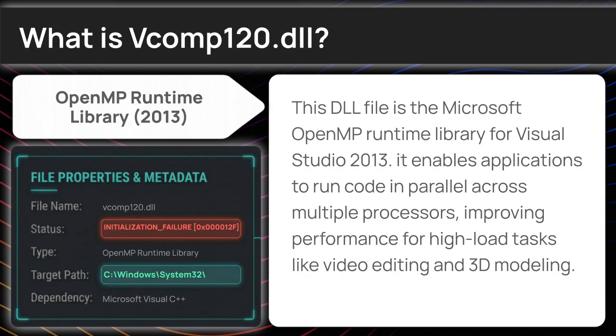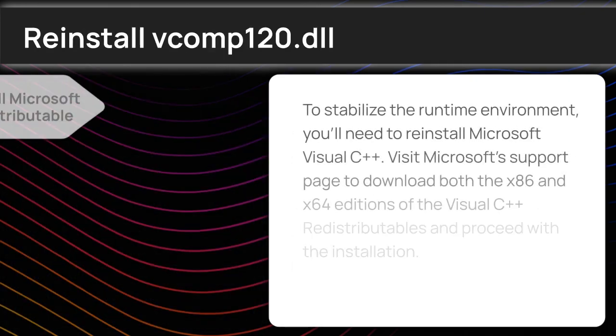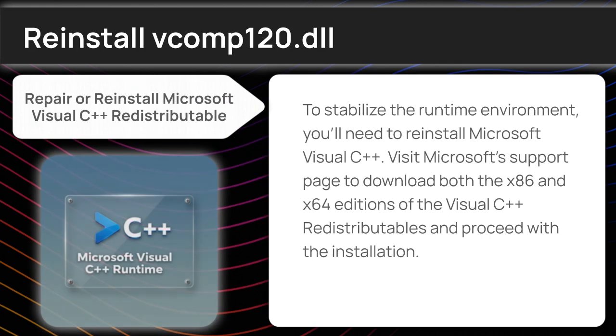Our first move is installing a fresh, clean copy of the library. The most reliable fix is to reinstall Microsoft Visual C++. Visit the Microsoft website, download both the x86 and x64 editions of the latest Visual C++ redistributables, and run the installers to restore the missing file.